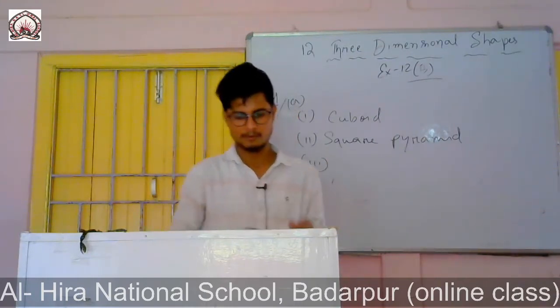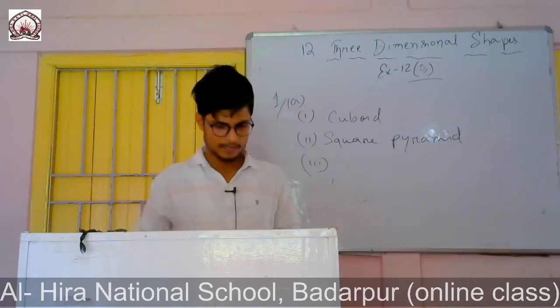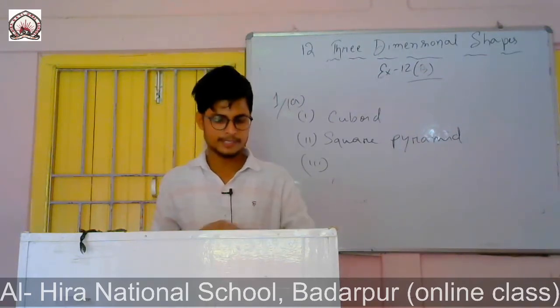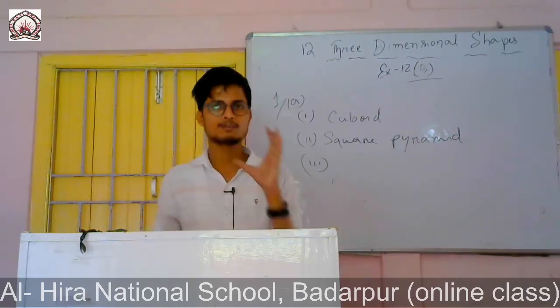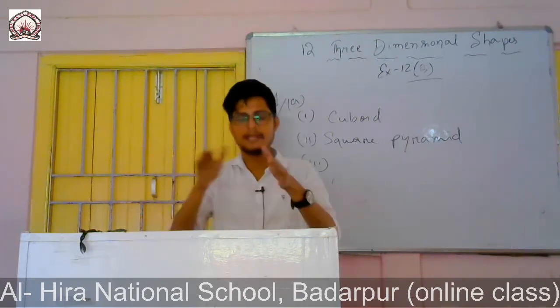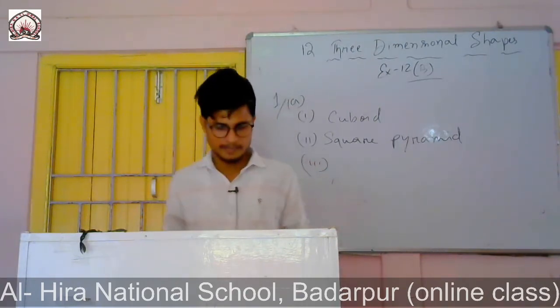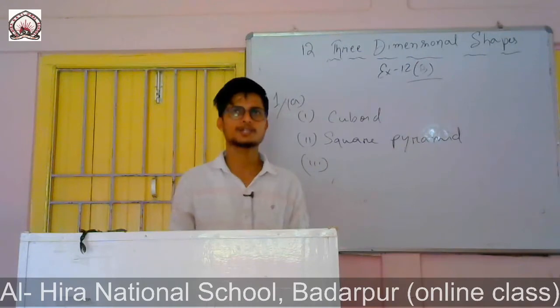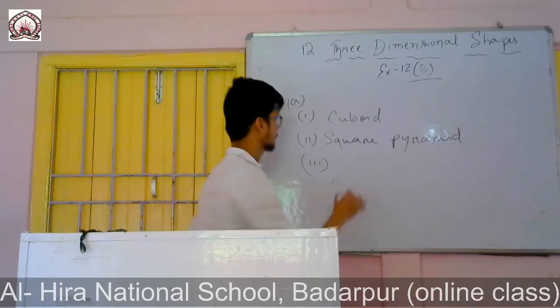Then you see Roman number 3. There are 3 rectangles given and 2 triangles given. So if I simply fold them, then it will form a triangular prism.